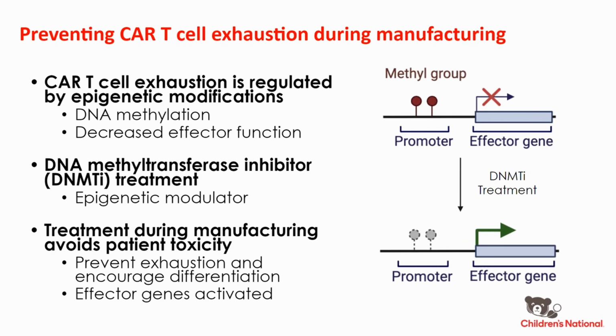We are hopeful that by using these DNMTIs during the treatment and manufacturing of our CAR T cells, we can prevent the methylation of these promoter genes and have these effector genes being activated, preventing exhaustion. And it's really important that we're doing this during the manufacturing phase of our CAR T cells because we're enabling another therapeutic, but at no cost or additional treatment to the patient.